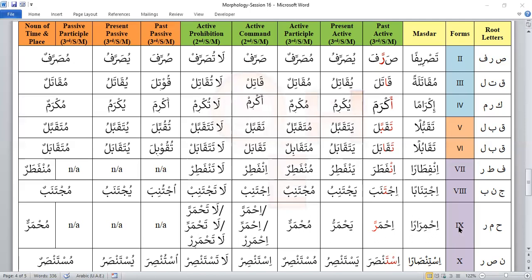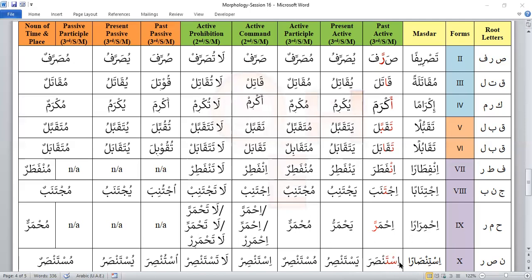Then verb form 9, ihmarra, yahmar. Over here, the lam position letter is doubled. Then we have verb form 10, istansara, yastankiru. Over here, just before the fa position letter, there's sin and ta consecutively. Sin and ta, these are the extra letters.